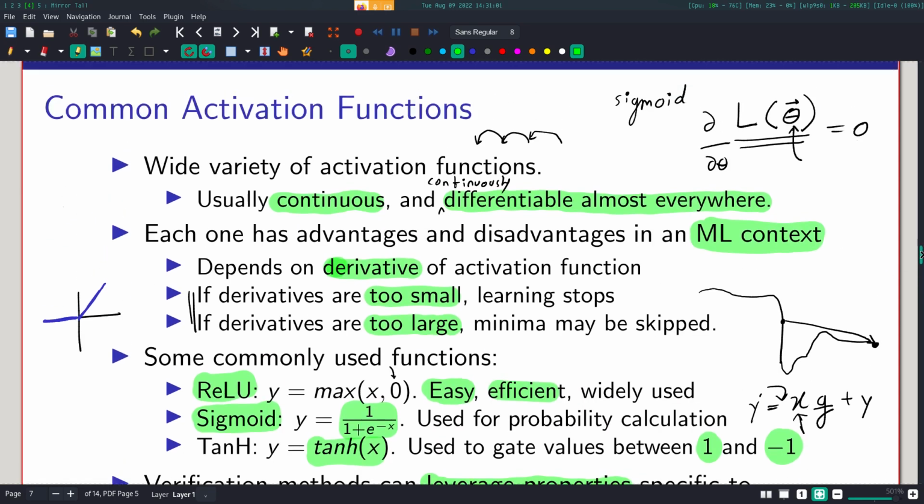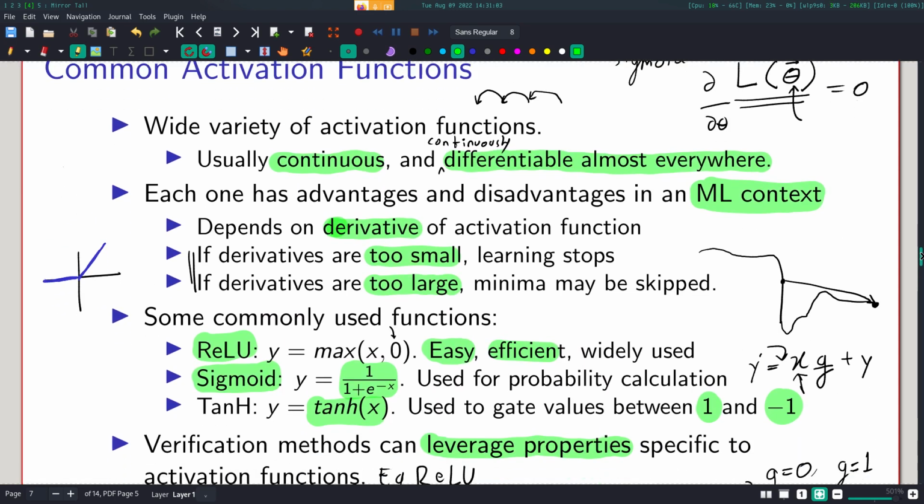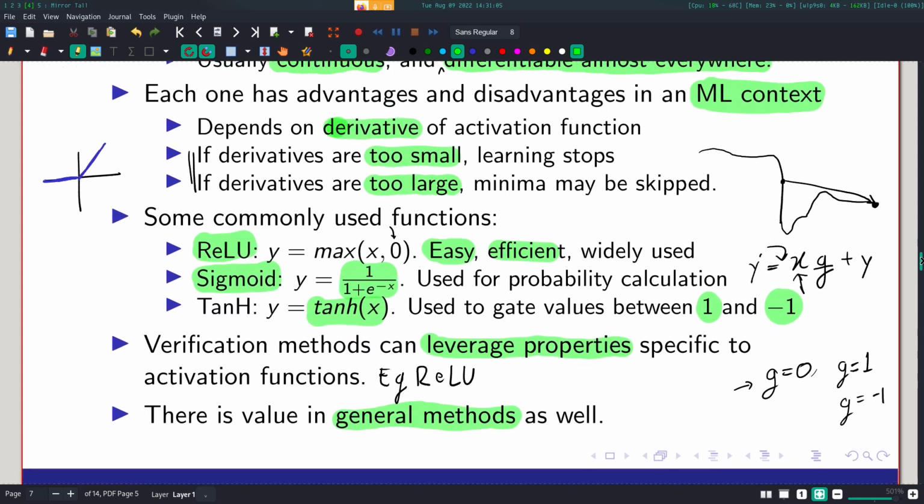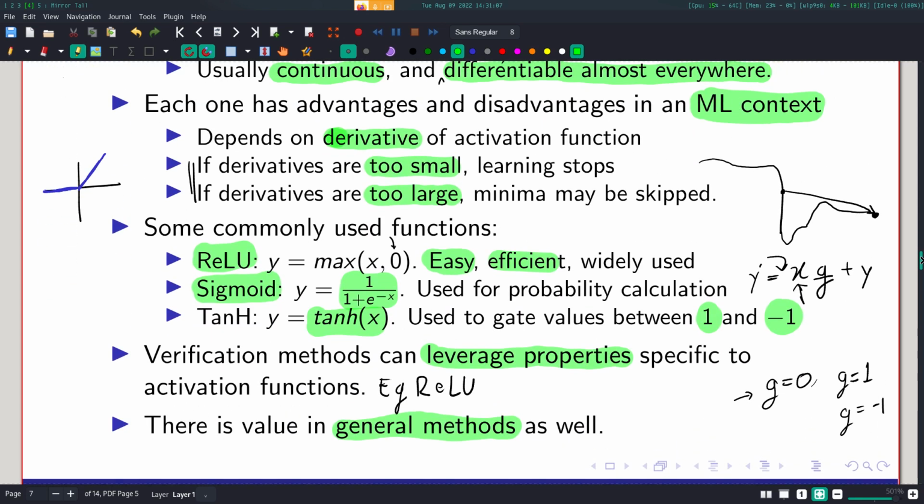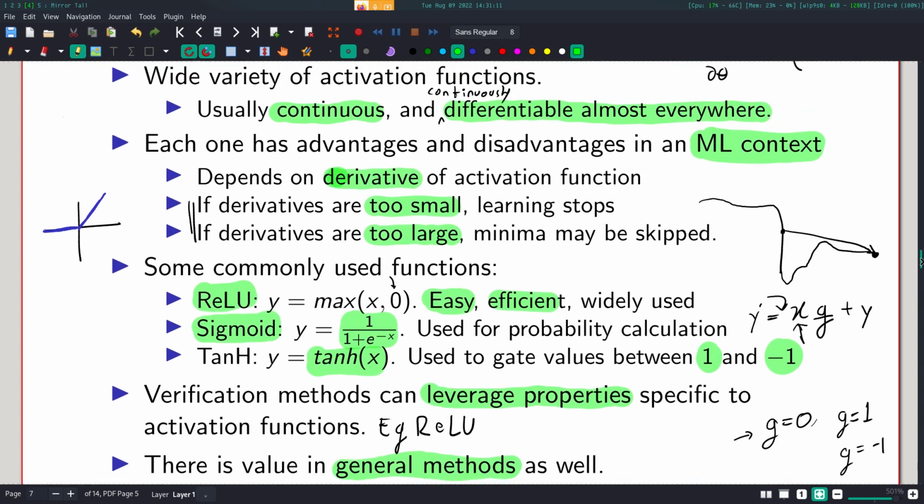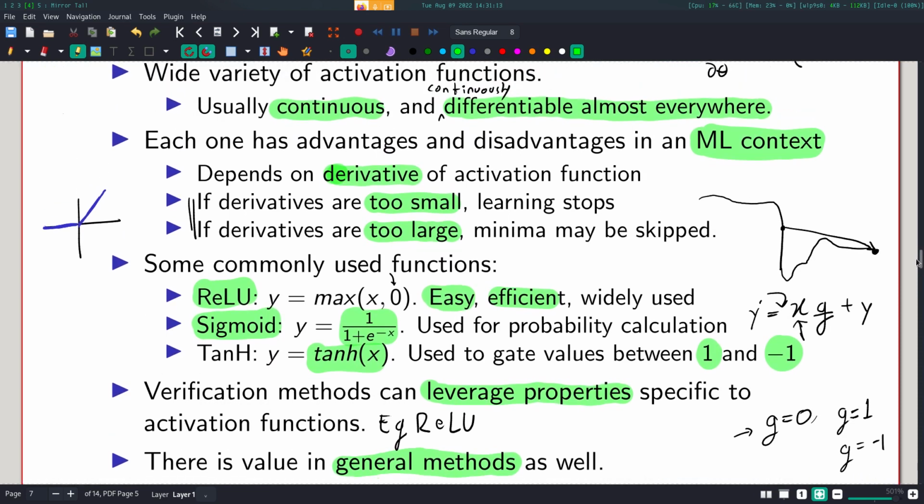Okay, so this was sort of a detour, and I wanted to talk a little bit about activation functions just to concretize and at least give you 3 examples of it. But now let's go into some properties of DNNs and how those properties affect the verification problem, right?